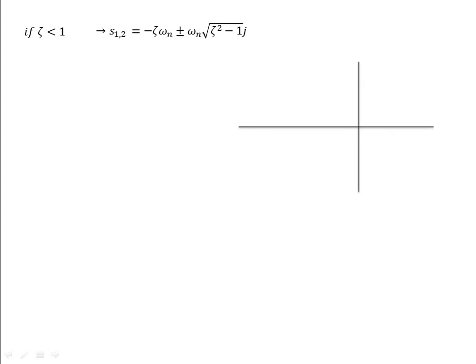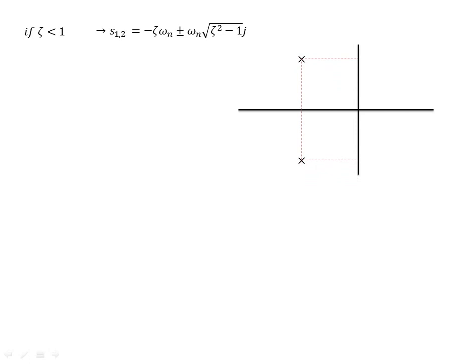If we want to look at the effect of the damping ratio on the location of the poles, let's look at the underdamped system. For the underdamped system, we have two poles, minus zeta omega n plus minus omega n root zeta squared minus 1 j. Actually, we have two complex poles. So if we show the poles on the complex plane, we have two symmetric poles. The real part of these two poles is the same, which is minus zeta omega n, and the imaginary part of the first pole is plus omega n root zeta squared minus 1, while the imaginary part of the second pole is minus omega n root zeta squared minus 1.